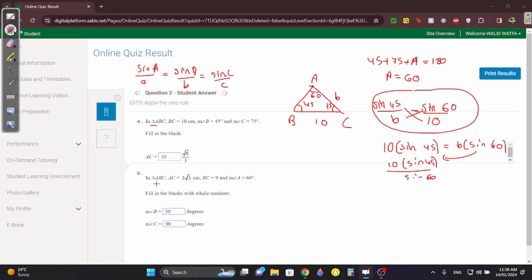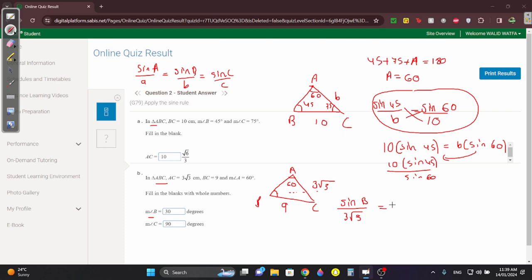Part B, same thing. ABC. They're saying AC is 3 radical 3, BC is 9, and A is 60. We want angle B. Angle B is opposite to which side? 3 radical 3. So what's my rule? Sine angle B over the side opposite to it, 3 radical 3, equals, what else do I have? 9 is opposite to sine 60.